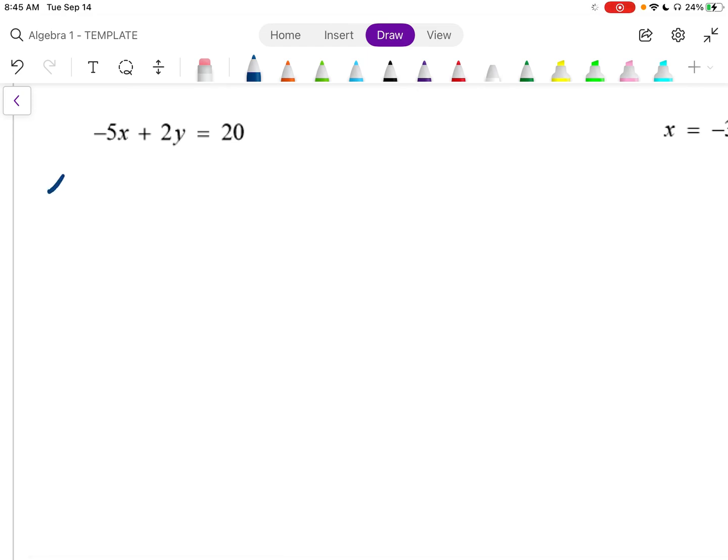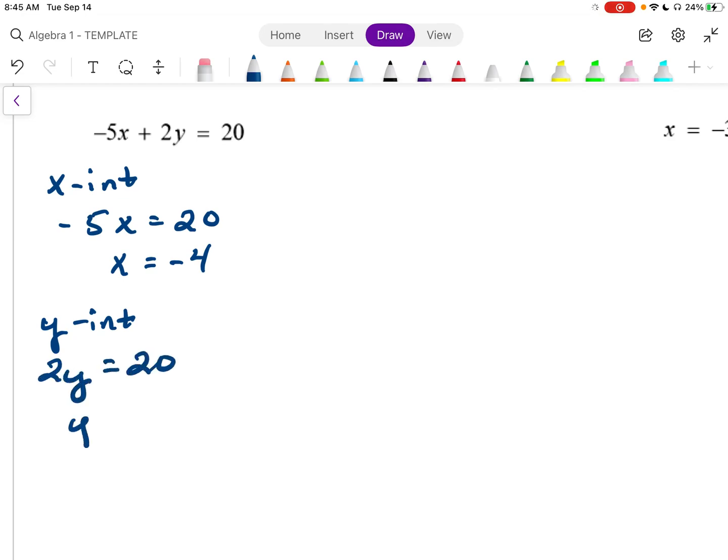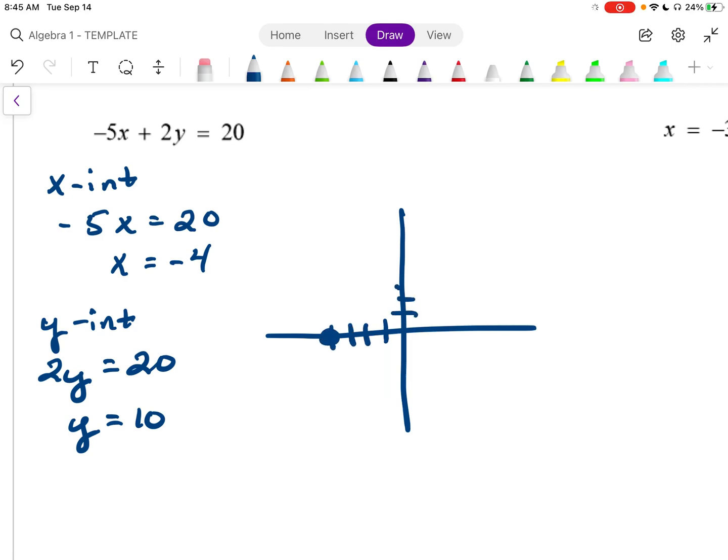Next up, we're going to do intercepts. My x-intercept, I'm going to plug in 0 for y, so I have negative 5x equals 20. So x equals negative 4. My y-intercept is going to be 2y equals 20, so y equals 10. Draw my coordinate plane. X is negative 4, so I go left 4. Y is 10, so up 10, 1, 2, 3, 4, 5, 6, 7, 8, 9, 10. And I draw my line. There we are.